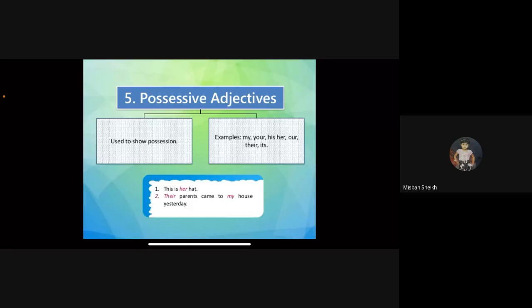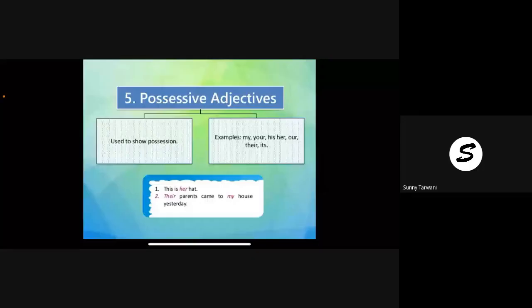Possessive adjectives are used to show possession. Example: my, your, his, her, our, their, its. This is her hat. Their parents came to my house yesterday. Possessive adjectives will show the possession, means whom does the thing belong to, or whom does that person belong to? Who is the owner of that thing? Kiski cheez hai wo? That is what we say. That is my pen. That is your house. This is my hat. So your, my, his, our, these are all possessive adjectives.